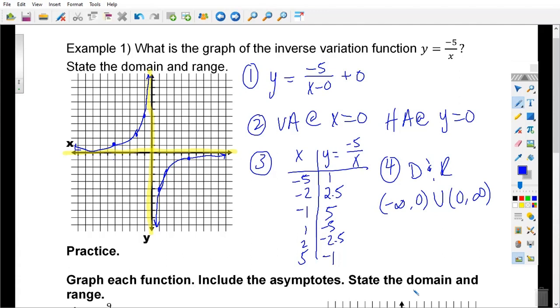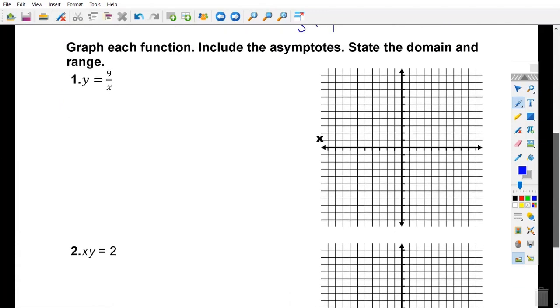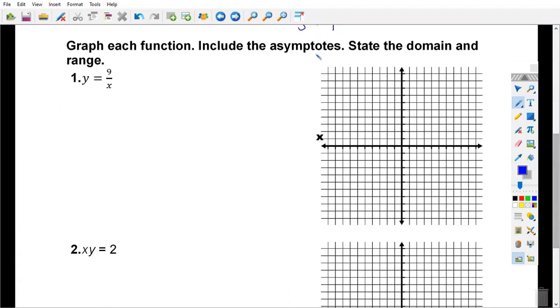So at your table, you're going to do practice 1 and because we don't have it. Yeah, right now we are. It's not going to always be.